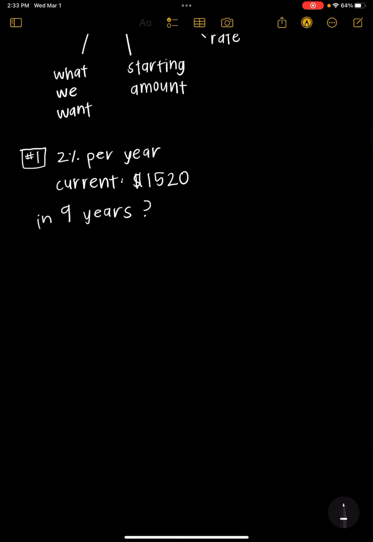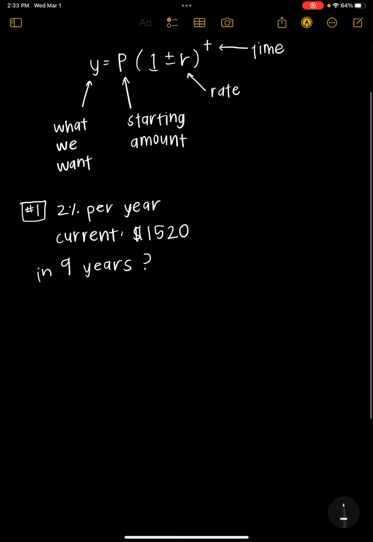So this is actually all the information we need. So what we're going to do is first of all, let's decide if it's a growth or decay problem. Usually with money, unless it says so, it's growing. So when we put money into a savings account, it gets bigger and bigger and bigger. So we know it's a growth equation, which means we're going to use the plus sign in our equation.